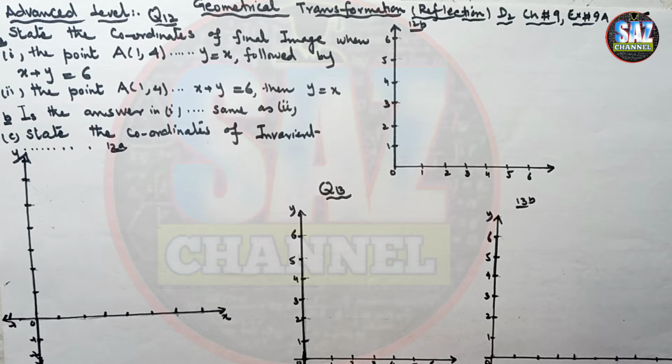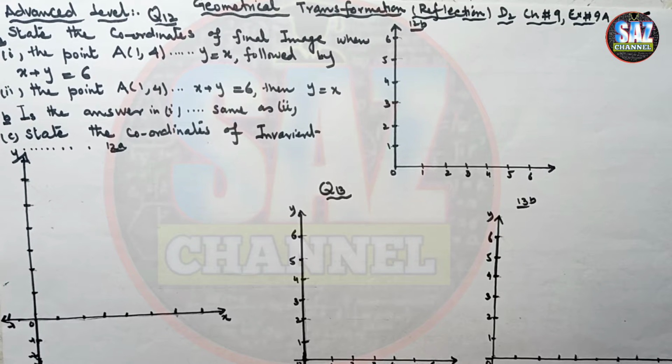This is my sixth lesson of D2, chapter number 9, exercise 9A, geometrical transformations, that is about reflection. In this lesson, I will solve question number 12, advanced level. As the questions are long, I will be reading the question from the book.